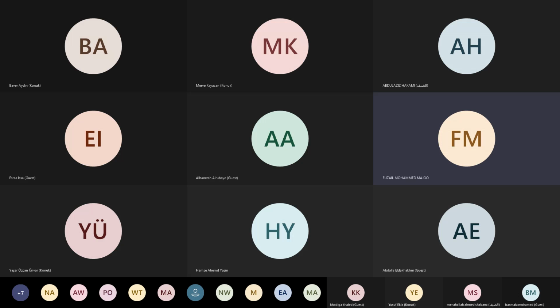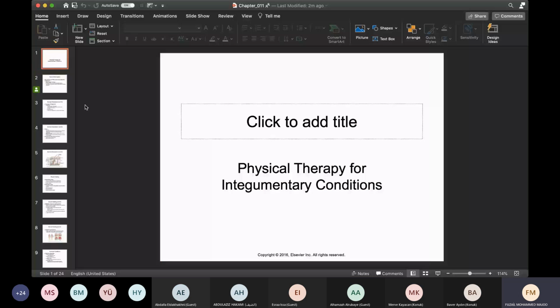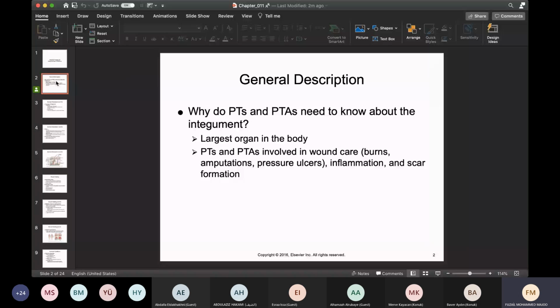So in the first slide over here, essentially, this is given a general description. So why do PTs and PTAs need to know about integument? First of all, if you think back to what you've learned in your anatomy class, the largest organ that you have in your body externally would be skin. Again, recall that skin consists of both epithelial as well as connective tissue. And when you talk about the integument, it also includes the subcutaneous layer or fat.